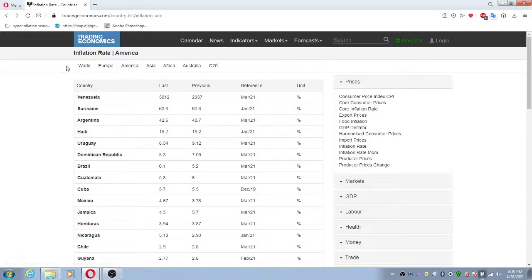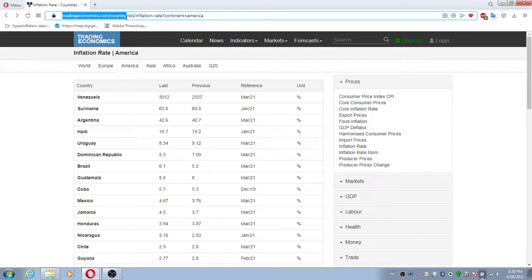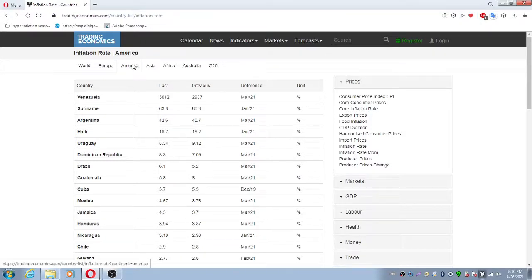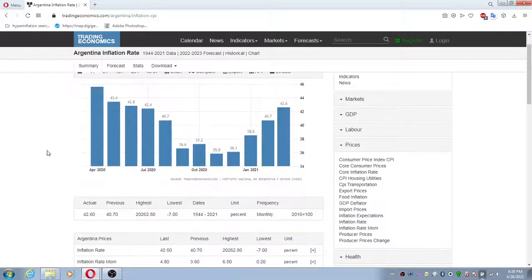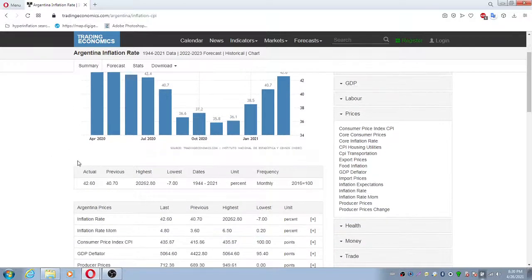I wanted to go over this page on inflation rate on tradingeconomics.com. I'm just going to highlight the URL here, tradingeconomics.com/country list. I've ordered it by America because it's the most relevant to me. I found this through my daily searches because it hit on the Argentina page, which means that within the last 24 hours, this page was updated. So I just want to look through here and explain what's happening in Argentina right now.